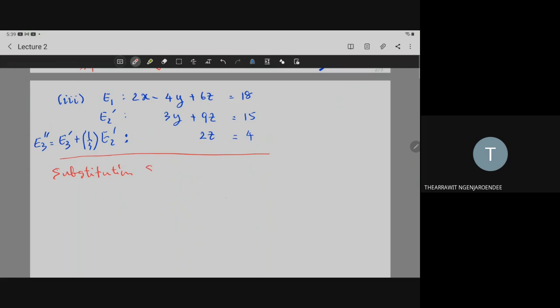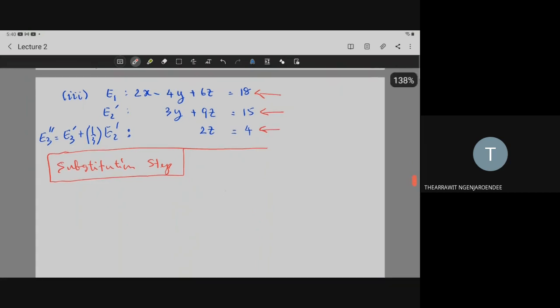Substitution step. Okay. Well, the reason we can do this is because here we have one variable, which is 2z equals 4. If we can find the value of z, then we can substitute z into the equation e2 prime to get y. And then we can substitute y and z into equation 1 to get x. Okay, so that's what we are going to do.